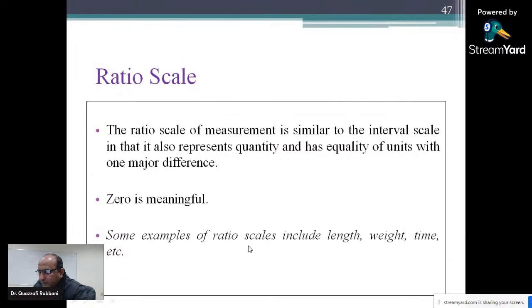For example, ratio scale includes length, weight, time, etc. If you can add two lengths, you can subtract heights and weights, you can add the time. So all mathematical operations can be applied on ratio scale. You can add, subtract, and so on.